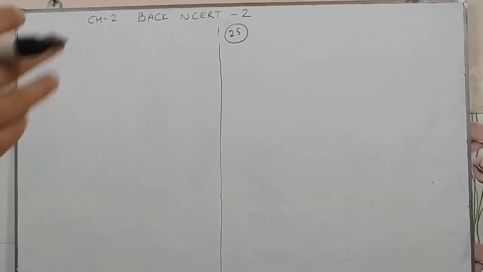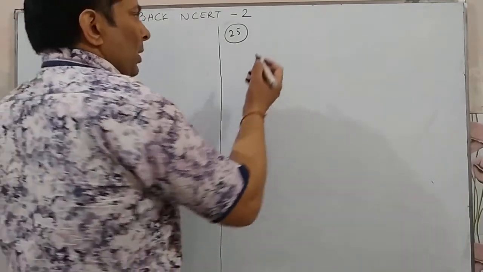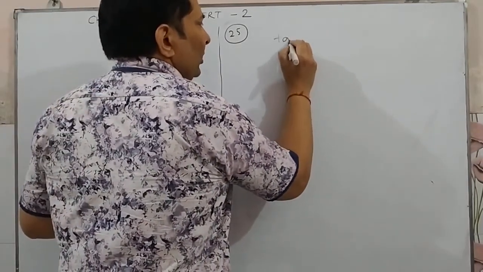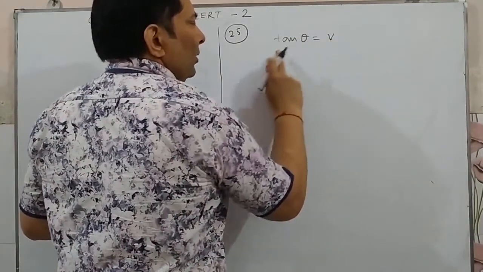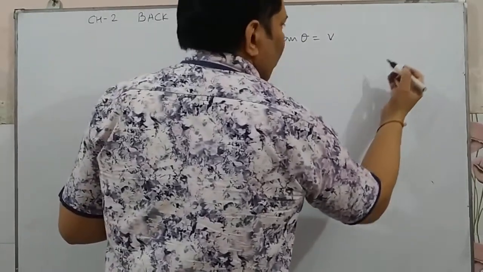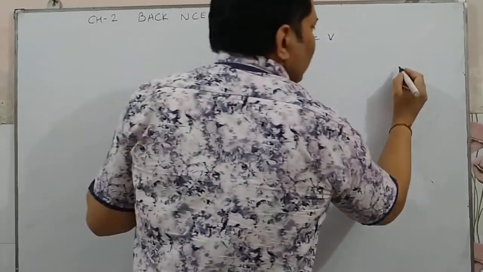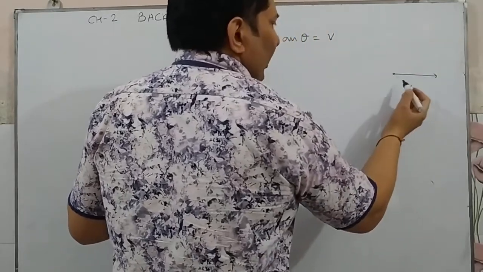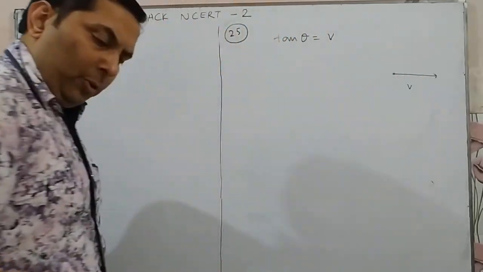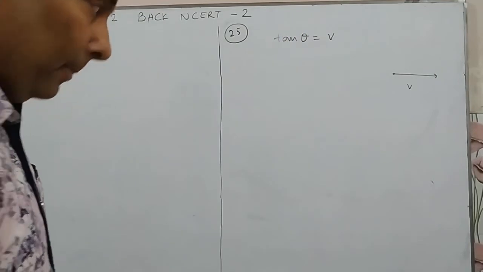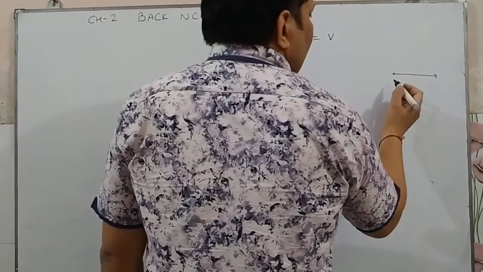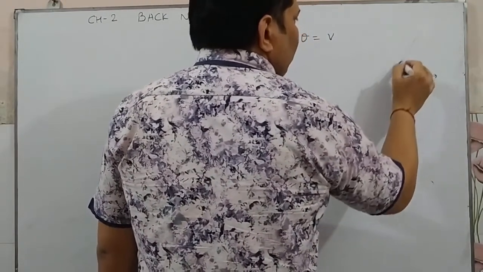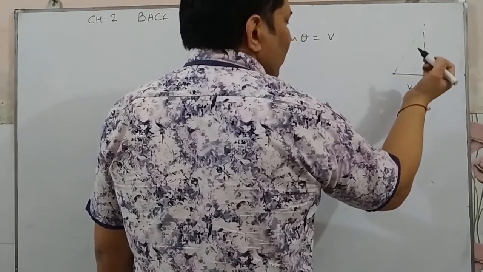Next is question number 25. They have given us this relation to check: tan theta is equal to V. Theta is the angle. Suppose we are saying that a person is moving along this direction with velocity V. And we need to see in which direction the umbrella has to be held. According to him, the umbrella has to be held in this form. But he is missing something here.